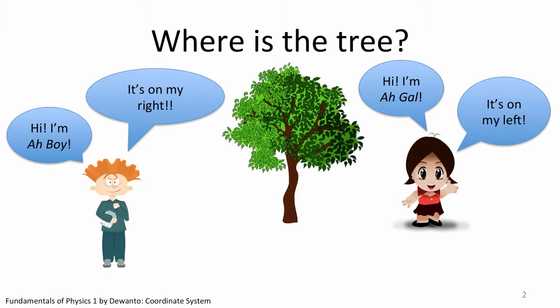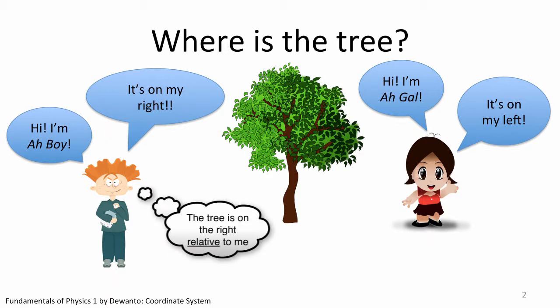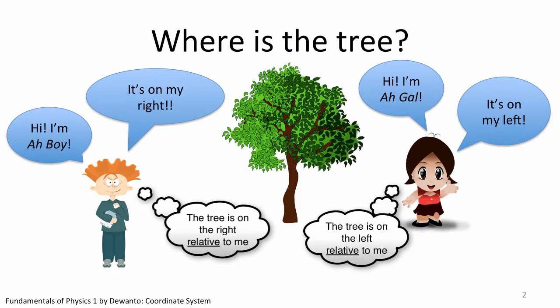Obviously, if you look at the diagram above, both are right, depending on, and I would like to emphasize that phrase again, depending on, who you ask. The tree is on our boy's right, and it is also on our girl's left. In physics, we have a better technical term to describe depending on. That term is called relative. The tree is on the right relative to our boy. At the same time, it is also on the left relative to our girl.